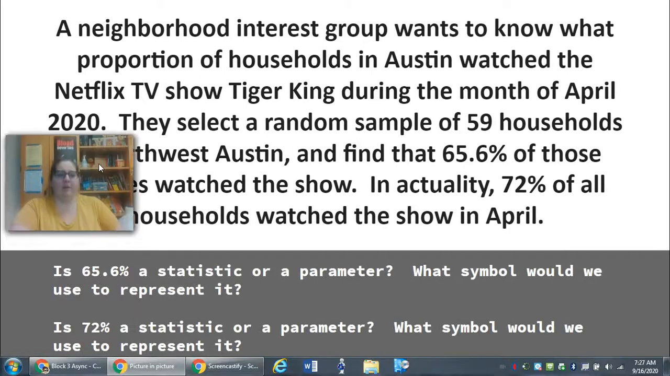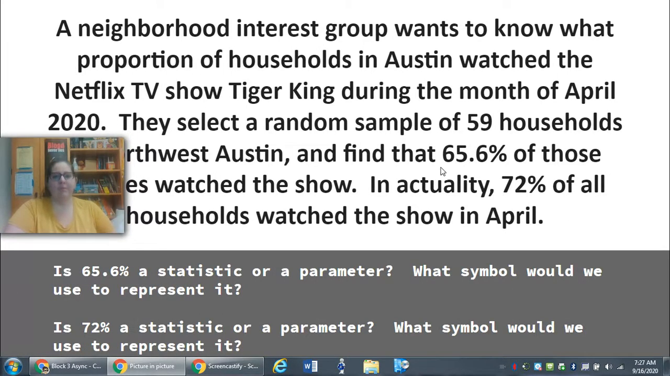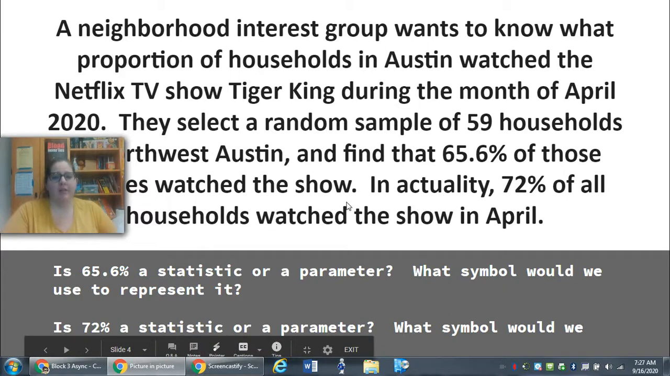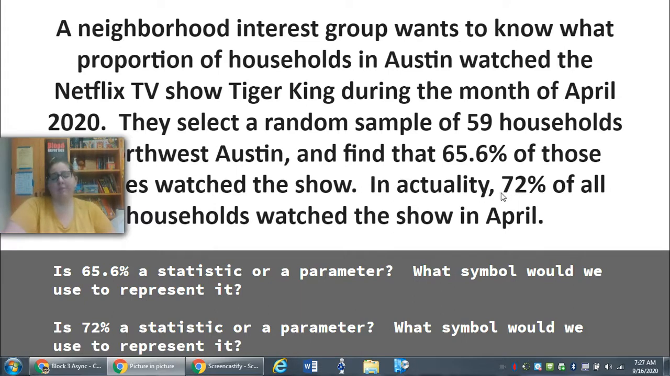So if I'm looking at the number 65.6%, because that is true for a sample, it would be a statistic. That was of the 59 households, that's what percent of that sample watched the show. So that would be a statistic. And because it is a percentage or a proportion, the symbol that I would use for that is p hat. So the p with the little hat over it. And then the 72% is what's true for the entire population. We just happen to know that. So that would be a parameter. And again, because it's still a proportion, it's still a percentage, the symbol we would use for that parameter is p, just lowercase p without anything over it.